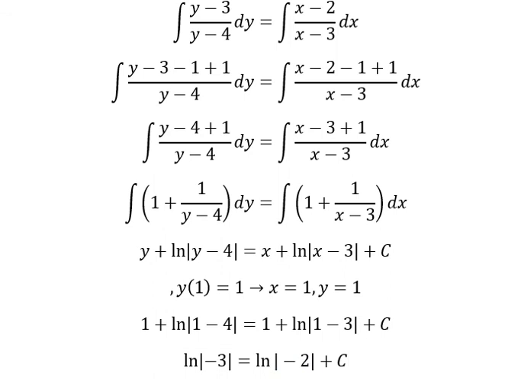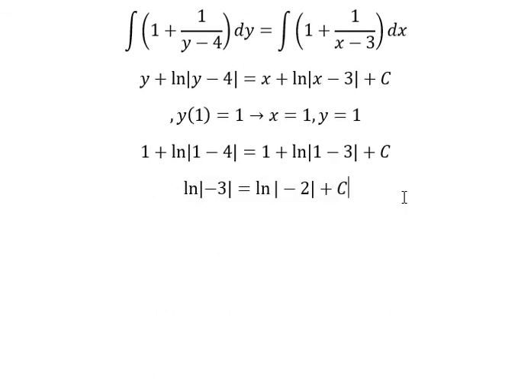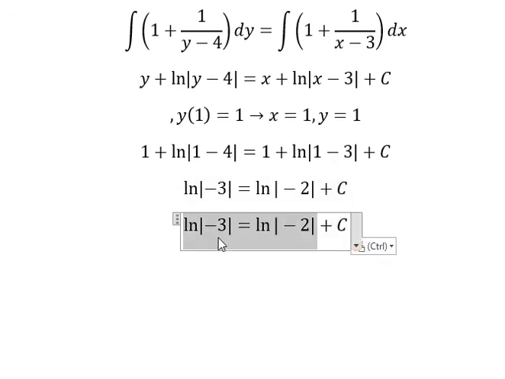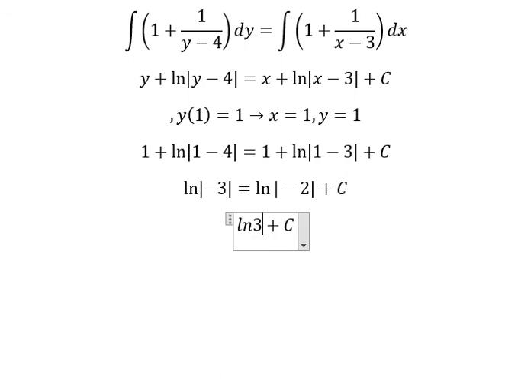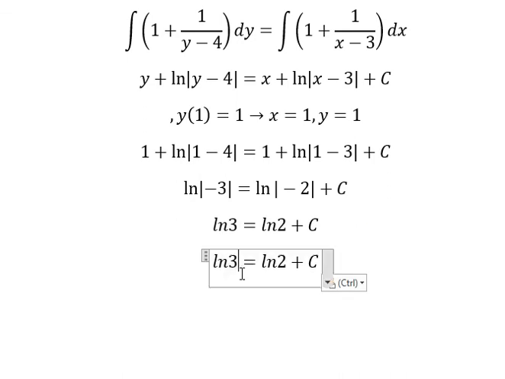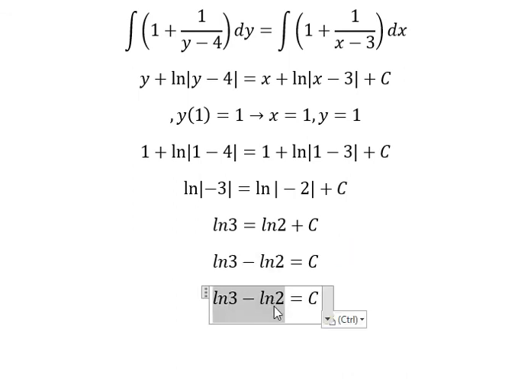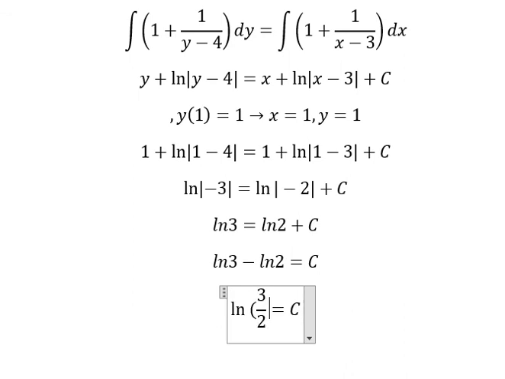So in this situation, we have ln number 3 equals to ln number 2. So ln number 2 we put on the left. We have negative ln number 2. And ln number 3 minus ln number 2, we can simplify into ln of number 3 divided by 2. And that is the value of c.